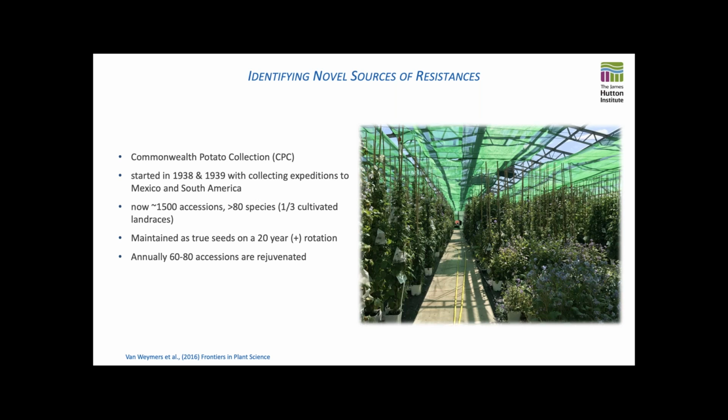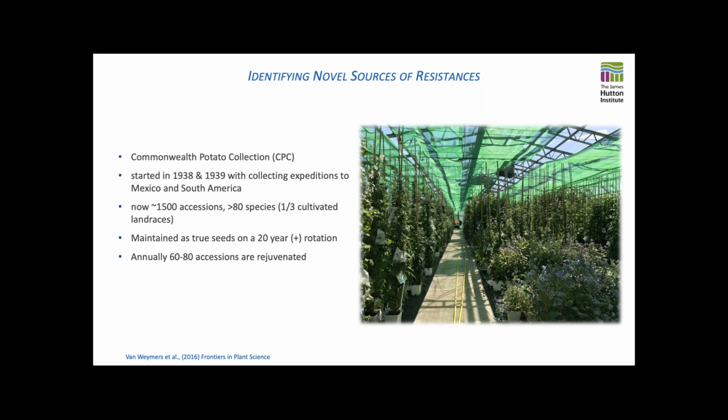So we're looking at the Commonwealth potato collection to identify novel resistances against diverse pathogens. The Commonwealth potato collection, or the CPC, was established in the 1930s with collecting expeditions in Mexico and South America. These collections took place as a consequence of the realization that you can use wild species to integrate resistances into cultivars.